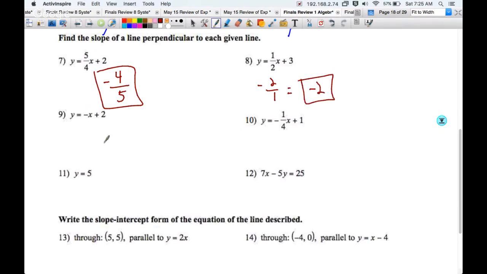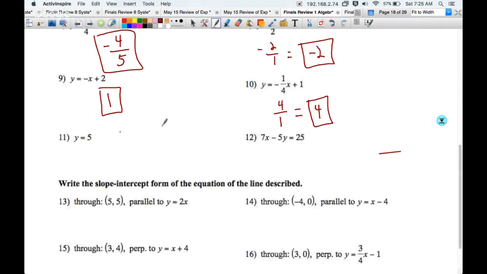Here the slope is -1. The opposite reciprocal of -1 is +1. Opposite reciprocal of -1/4: well, I flip that upside down, it becomes 4/1. This one's negative, so the opposite reciprocal is +4/1, which simplifies to just be 4. This is going to be a horizontal line. Its perpendicular line would be vertical with an undefined slope.